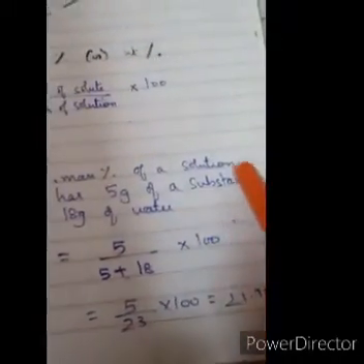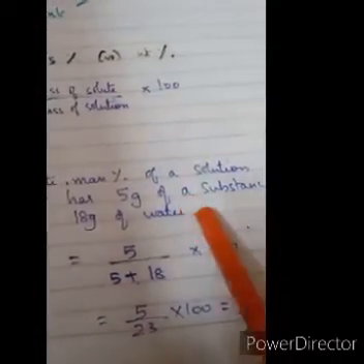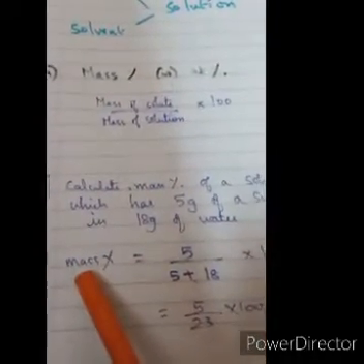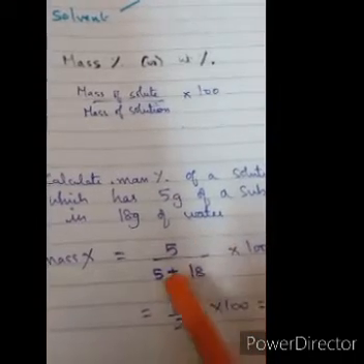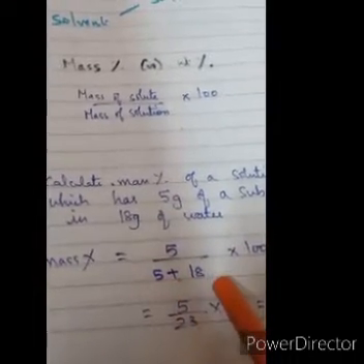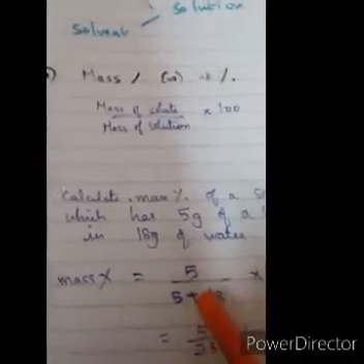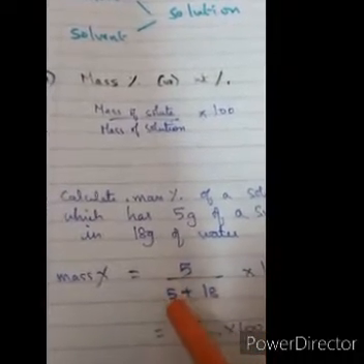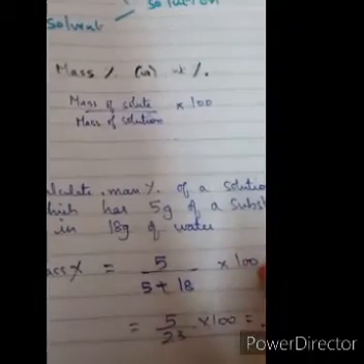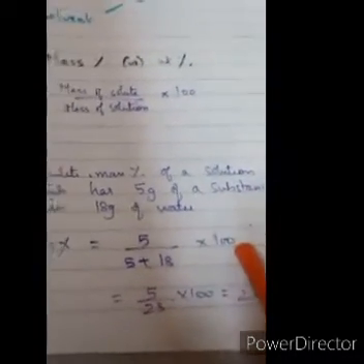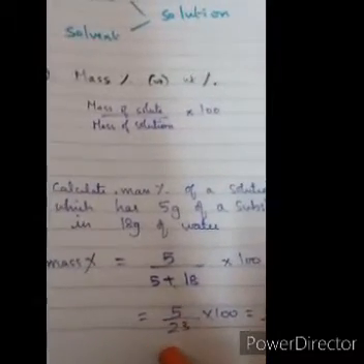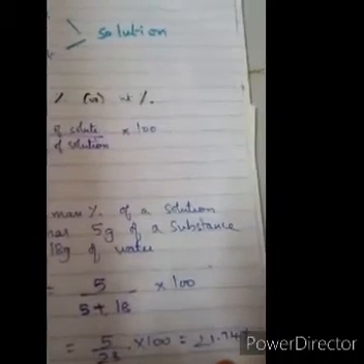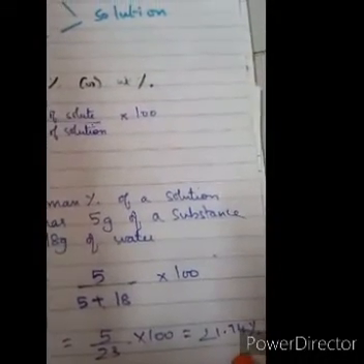Here the solute name is not mentioned. It is generally given as substance. Now how are we to calculate? Mass percent is mass of solute by mass of the solute and the solvent. Irrespective of the substance, we just have to divide the mass of the solute by the total weight of the solute and the solvent and multiply it by 100 to give it in the form of percentage. So 5 by 5 plus 18 is 23. 5 by 23 into 100 is 21.74%.